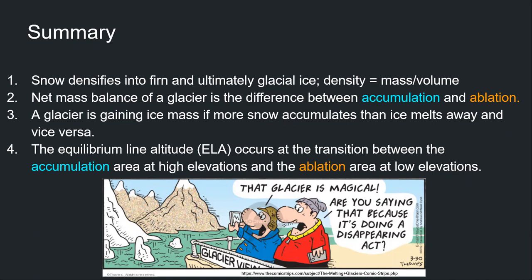And finally, the ELA occurs at the transition between the accumulation area at high elevation and the ablation area at low elevation. You never have an ablation area that's above the accumulation area. It just doesn't make any sense, because as you go higher on the glacier in altitude, it becomes colder, and therefore you increase the probability of having the snow survive your summers.